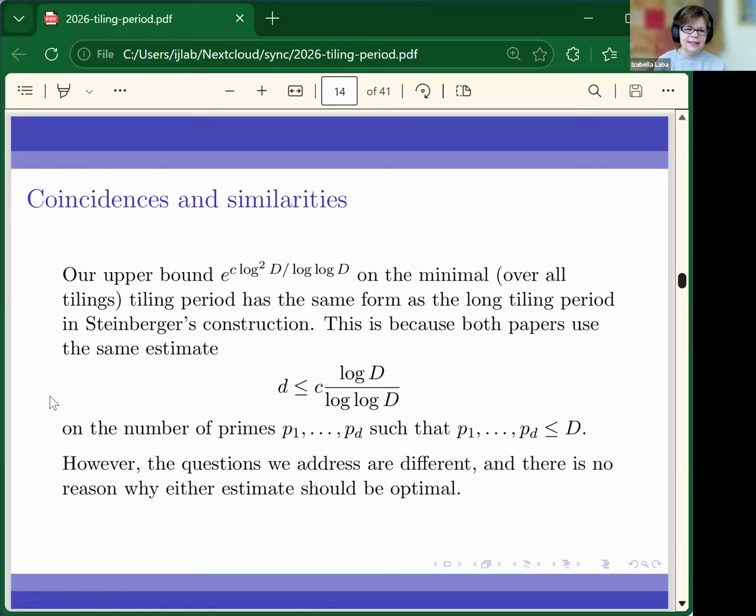But also we address different questions, and our bound is not really related to Steinberger's construction. We construct a tiling that keeps only the prime factors of A. Steinberger introduces a lot of them. So there is no reason why either estimate should be optimal in its context.